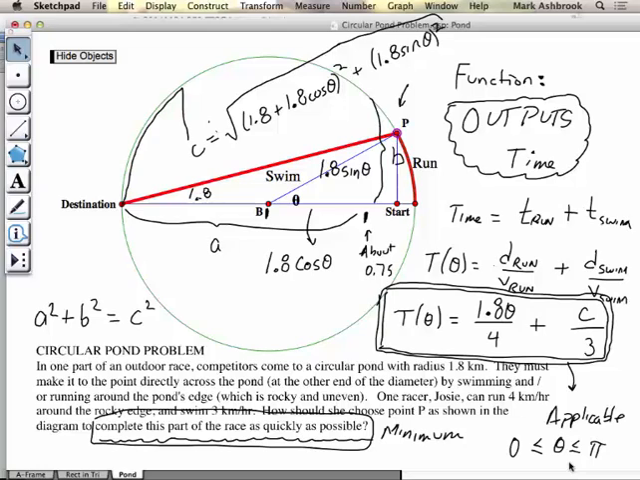We'll check the critical values, we'll check 0, we'll check pi, and then we'll compare those times. The least time of all the critical values and the endpoint times, for 0 and pi, will give us the scenario that will minimize her time for this part of the race.